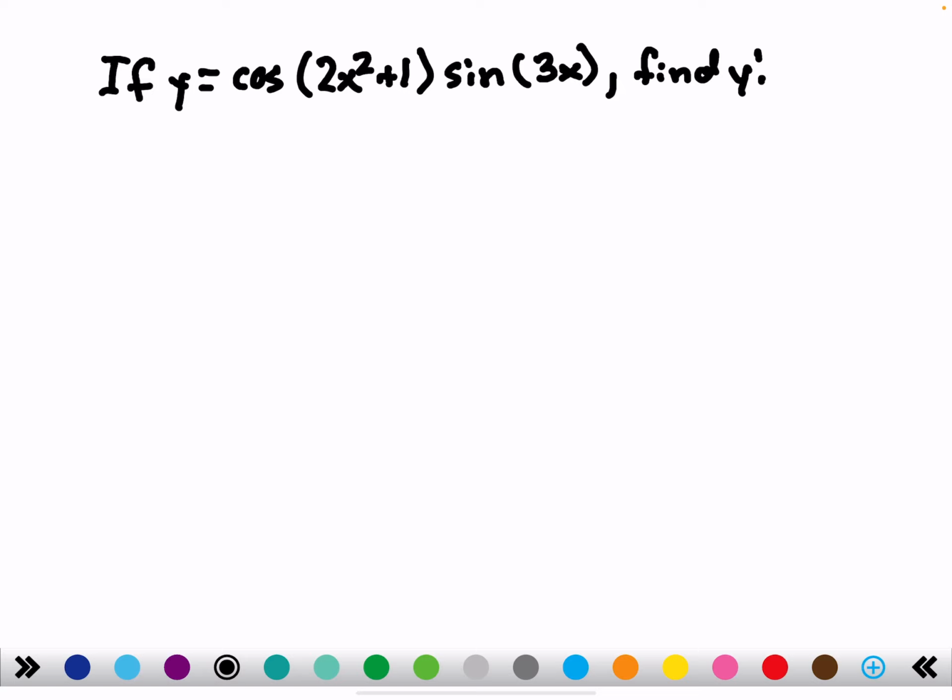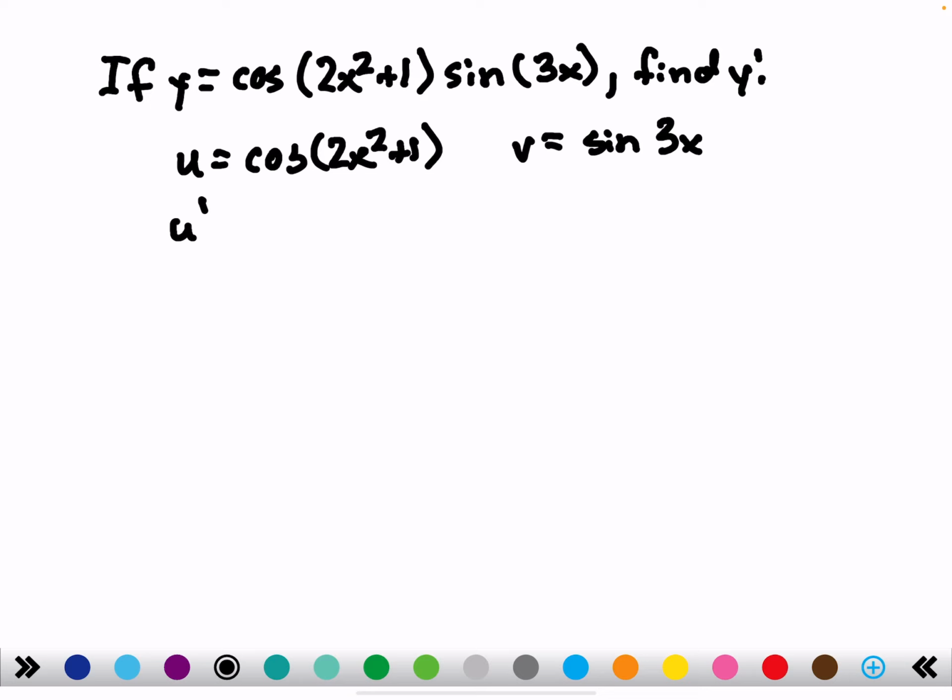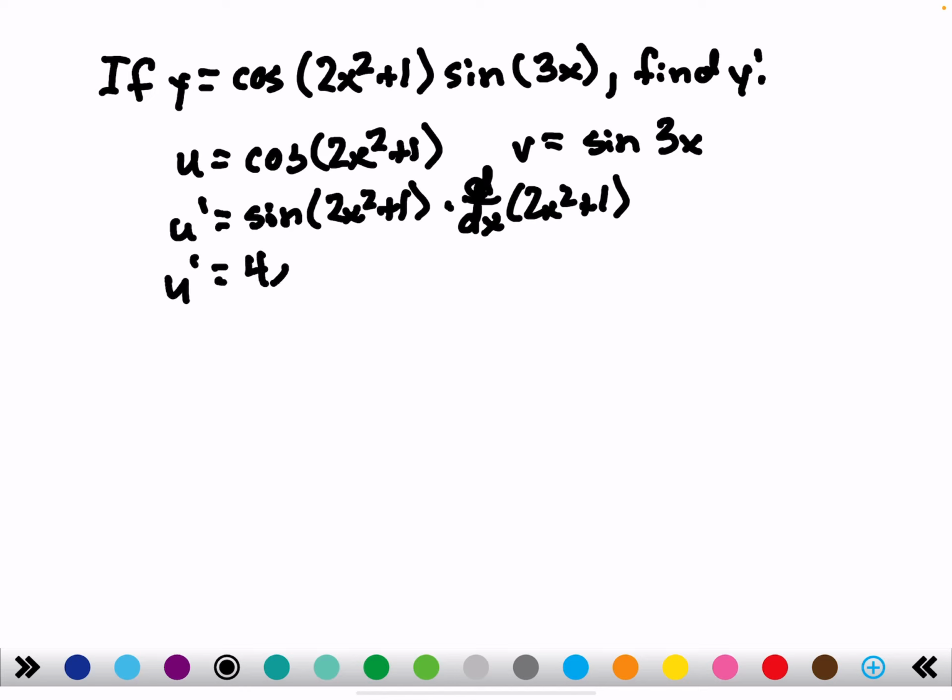So first we'll identify u as the cosine of 2x squared plus 1 and v as the sine of 3x. So u prime, the derivative of cosine is sine, so that's sine 2x squared plus 1 times the derivative with respect to x of 2x squared plus 1. So u prime ends up being 4x sine of 2x squared plus 1.